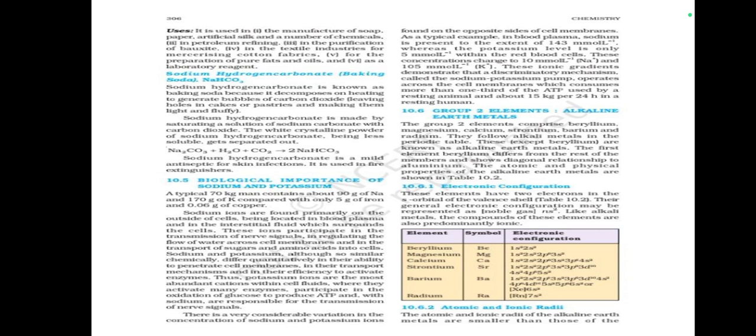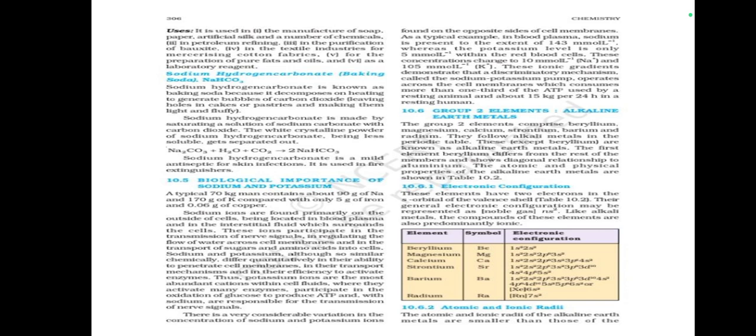These ions participate in the transmission of nerve signals, in regulating the flow of water across cell membranes, and in the transport of sugars and amino acids into cells. Sodium and potassium chemically differ quantitatively in their ability to cross membranes, in their binding mechanisms, and in their efficiency to activate enzymes.